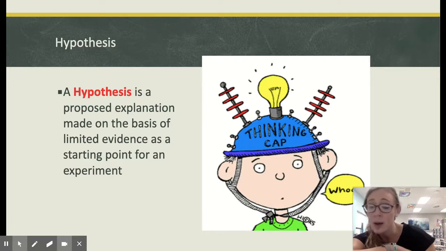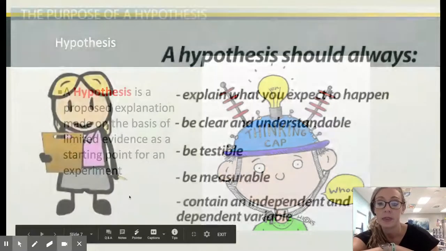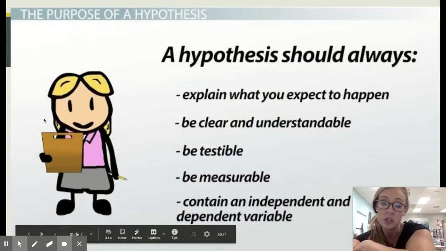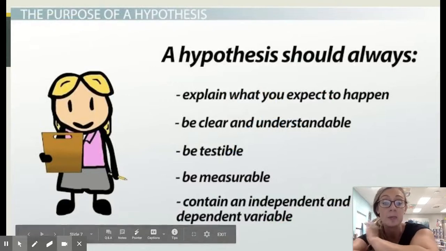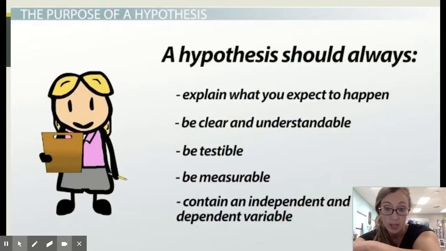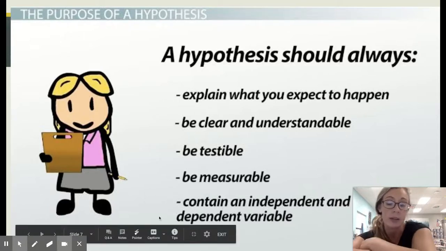So your hypothesis has some parts to it. A hypothesis should always explain what you expect to happen. It should be clear and understandable. It should be testable. It should be measurable. And it should contain an independent and dependent variable.